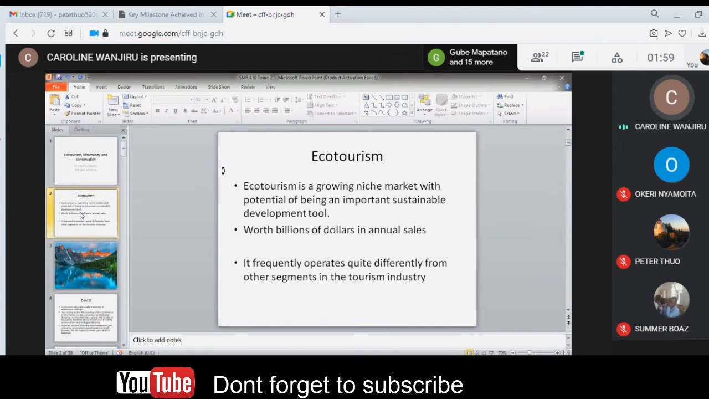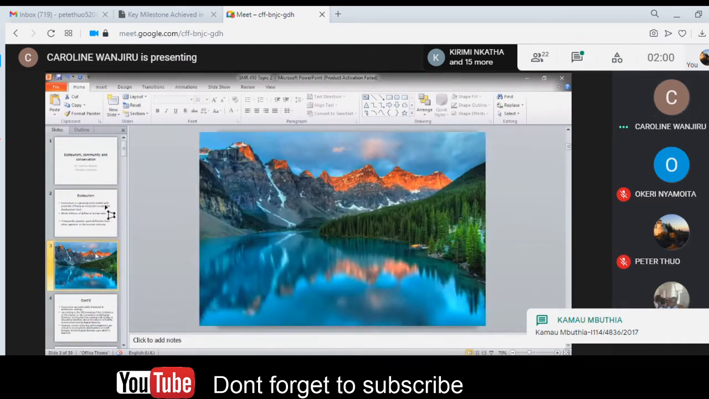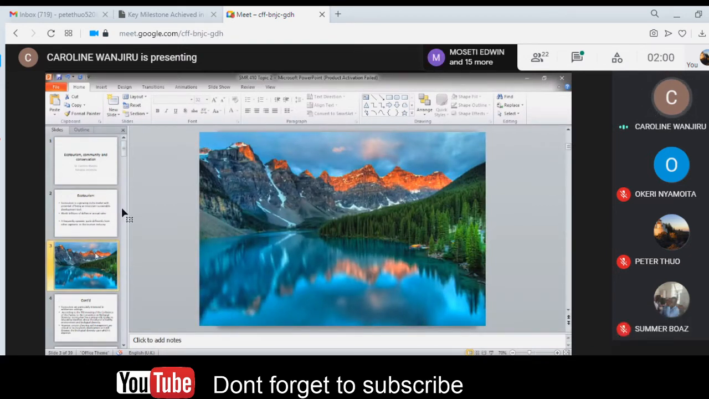Revenue going to all sorts of people, maybe the local community, in terms of tax and everything. So this segment is not redundant, it is growing. It frequently operates in the tourism industry, and you may just be wondering, what is special about ecotourism? Why is it so different from the other types of tourism?